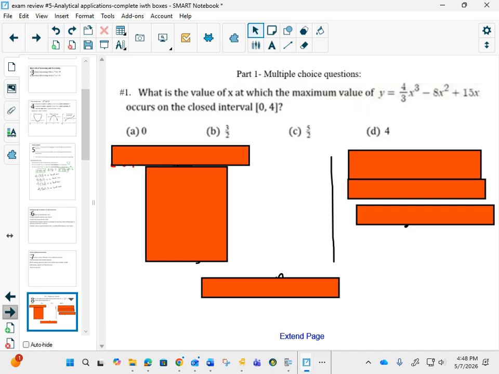Okay, let's do some questions. What is the value of x at which the maximum value of this occurs on this closed interval? What are we using? Extreme value here. What do we have to check? We have to check the endpoints and any place where we have critical points. If this was long answer, you would have to state that polynomial functions are continuous so we can use the EVT.